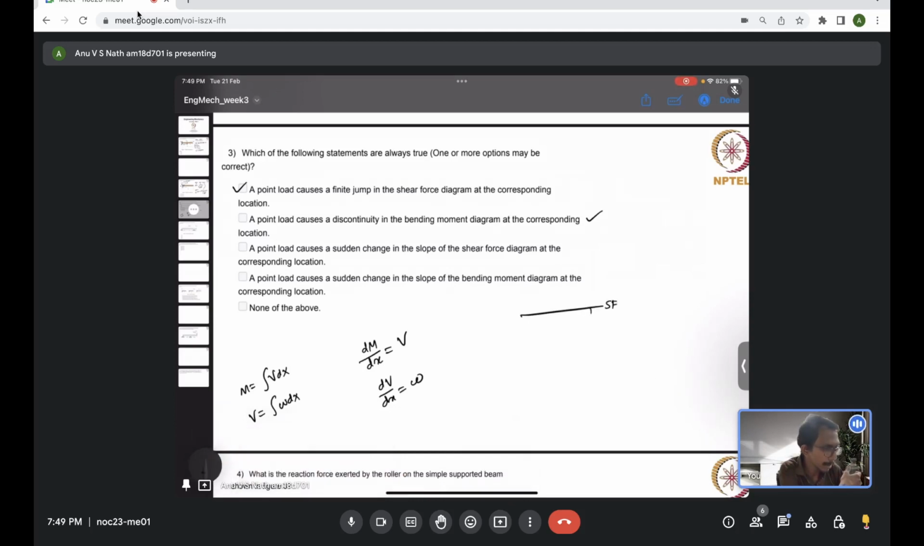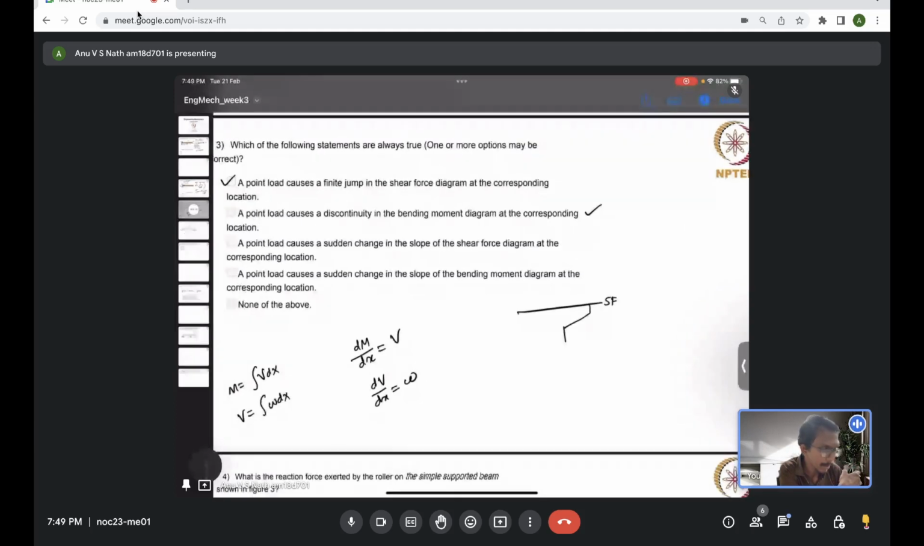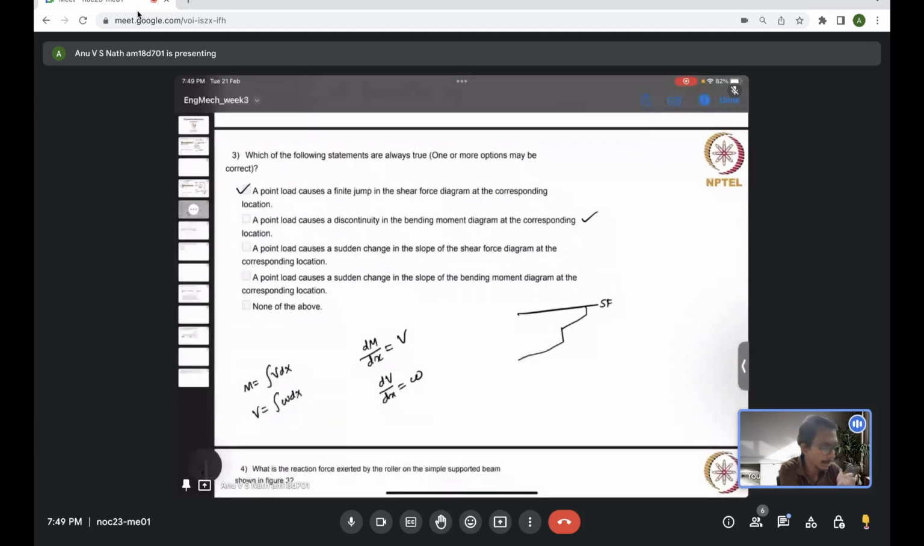So I had some kind of a distribution, and suddenly because of a point load I had a sudden discontinuity in the shear force diagram, and then again it is continuing in the same fashion as it was previously. It was supposed to continue like this without the action of a point load, but because the point load acted at this particular location, the shear force diagram is shifted like this. Just a sudden jump happened at that particular location.